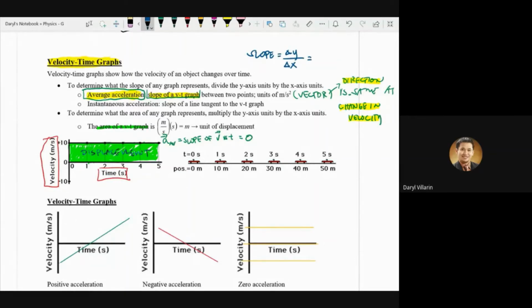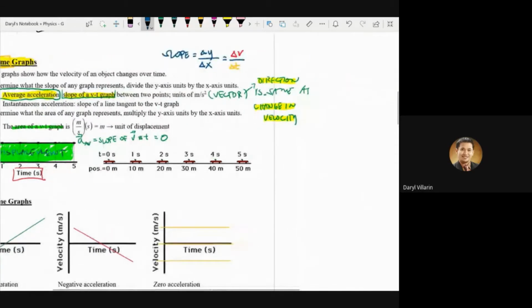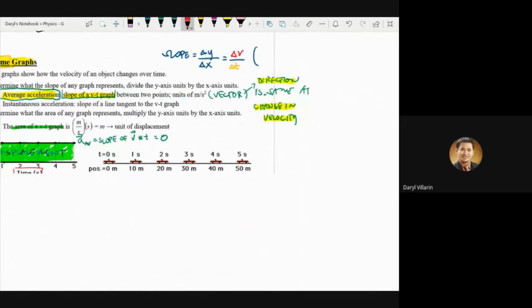But in a velocity time graph, the y pertains to velocity. So therefore, that would be delta v. Then the x pertains to time. So that would be delta t. So if you can see the units there, the units will give you meter per second per second. So if you're going to combine the two or simplify the two, the unit becomes meters per second squared.